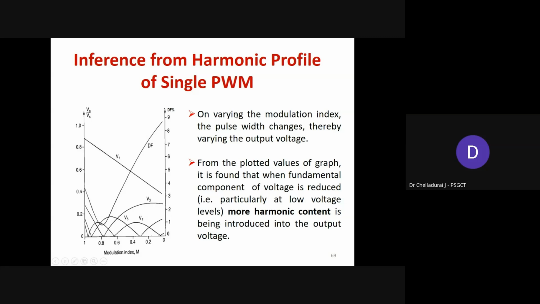This graphical representation clearly indicates that with a single pulse PWM, the third order harmonic component is very high, especially under lower modulation index. Moreover, the distortion factor also increases at very low modulation index, and higher order harmonic components are also present. Here the minimum harmonic order starts from 3.